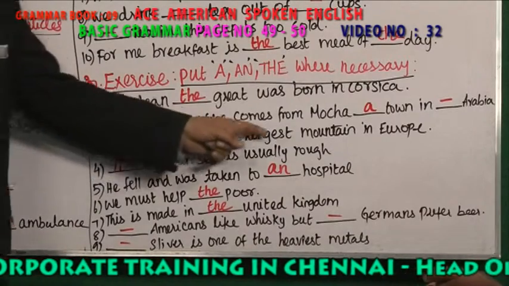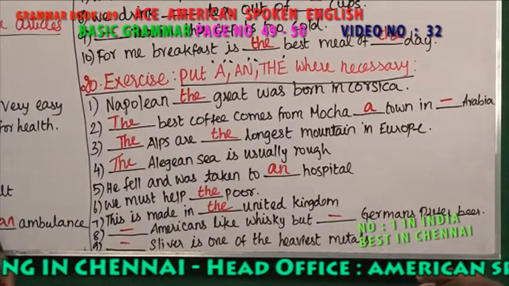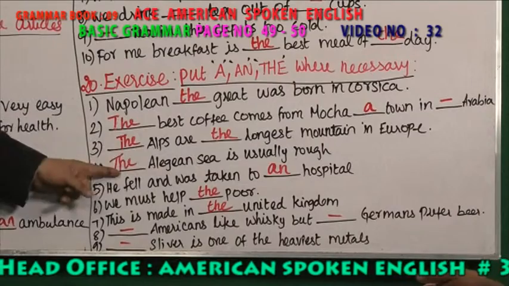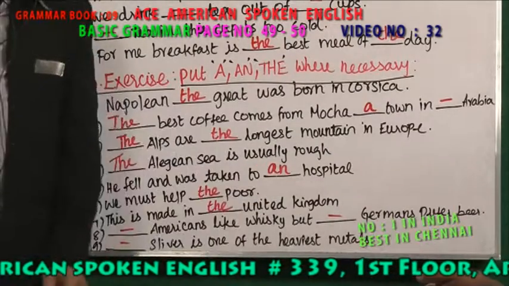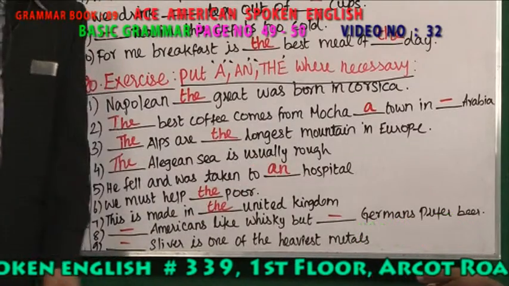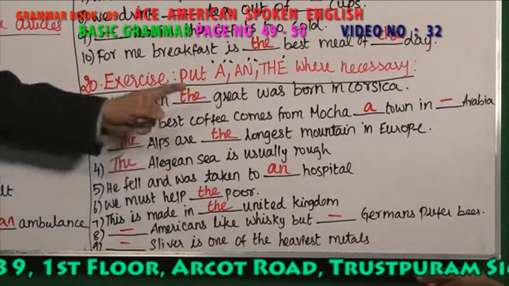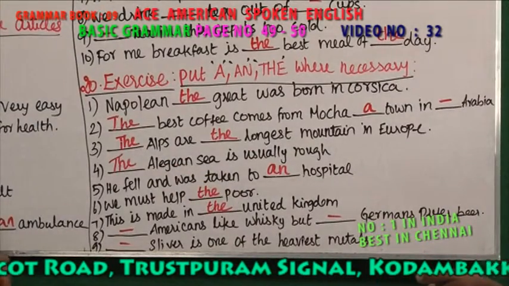Or the longest mountain in Europe, so the superlative, in front of superlative degree, you're using the. The Aegean Sea is usually rough, so in front of sea, you're using the. He fell and was taken to an hospital. An is correct because H is silent over here. We must help the poor. So, the poor stands for noun, the poor people.